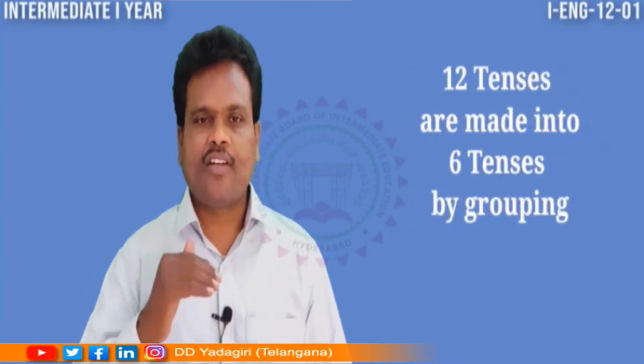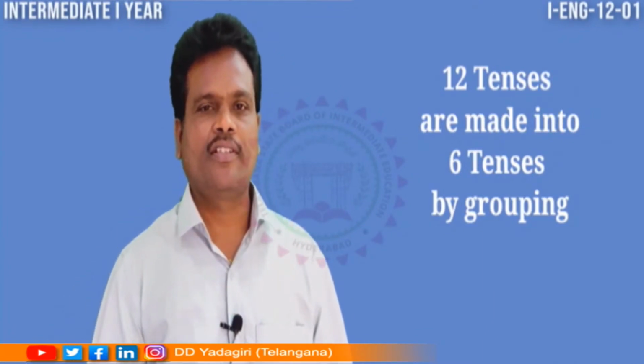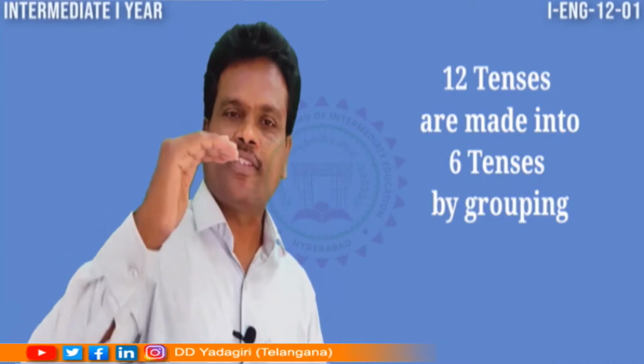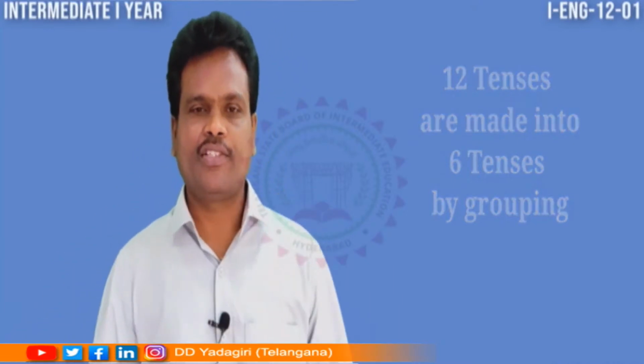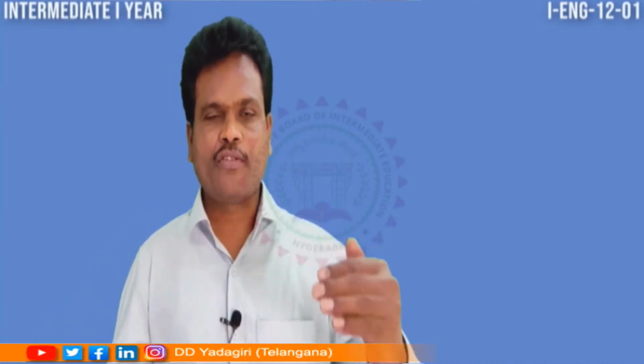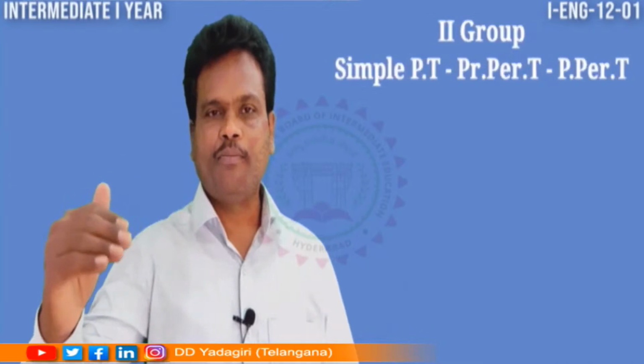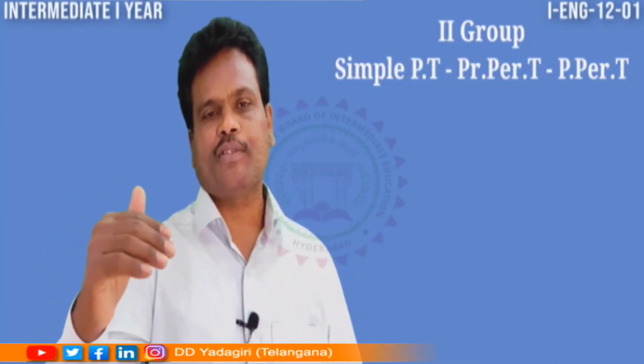We have 12 tenses in all now. We make them into 6 tenses, basing on the similarities in Telugu meaning and usage. Let's know all the 6 groups. First group, simple present, simple future. Second group, simple past, present perfect, past perfect.